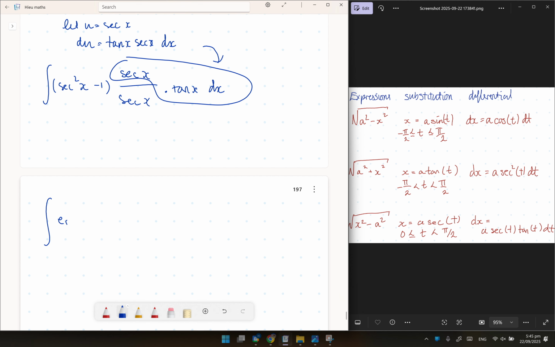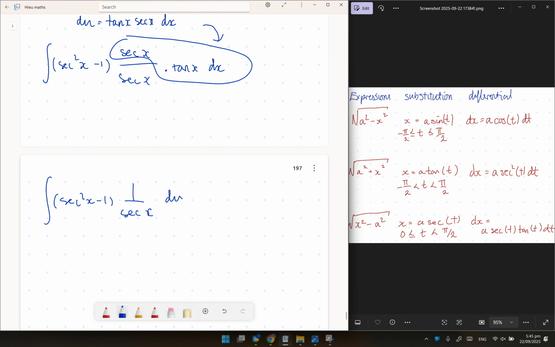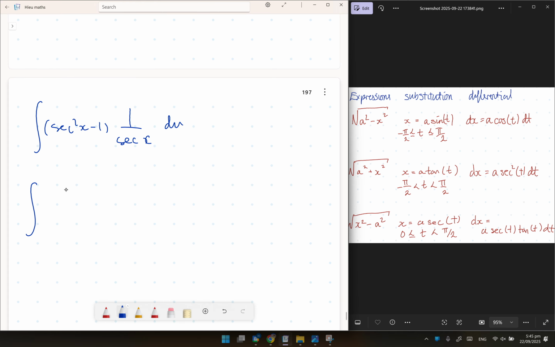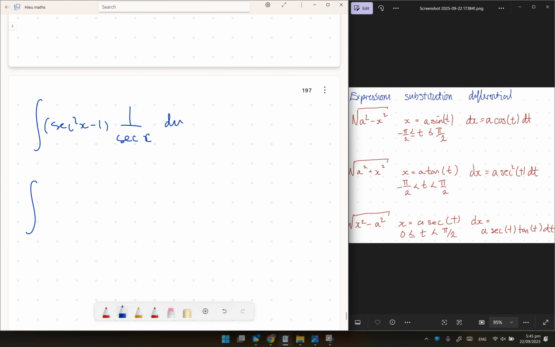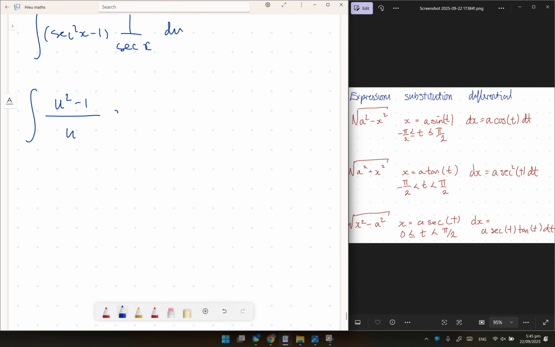So what we're going to say now is sec squared x minus 1, all divided by sec x, du. And you can see that up there. All we have to do now is, if we remember u equals sec x, we put u in, so this would be u squared minus 1, over u, du. That's u squared over u minus 1 over u du, which is equal to the integration of u minus 1 over u.